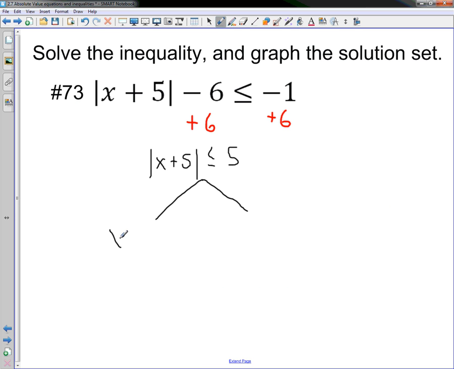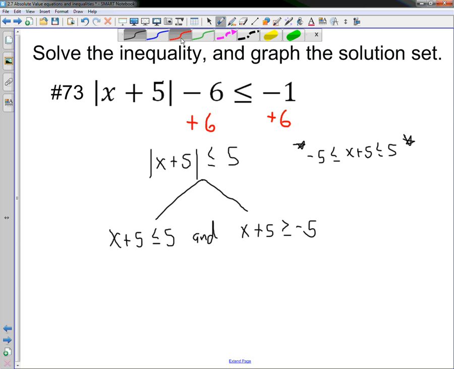So I have x plus 5 is less than or equal to 5, and x plus 5 is greater than or equal to negative 5. I'm not using the shortcut of combining it together. If you'd like that, you are welcome to do that. And that would look like negative 5 less than or equal to x plus 5 less than or equal to 5. So if you want to use that notation, this would be the other notation.